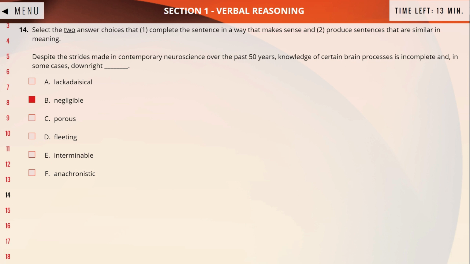Despite the strides made over the past 50 years, knowledge of certain brain processes is incomplete. And in some cases, downright. Interminable doesn't sound like negligible. Maybe it means negligible? But the others just don't fit. Lackadaisical doesn't fit with any of the others. Porous doesn't fit with any of the others. Anachronistic is about time. That's definitely wrong.